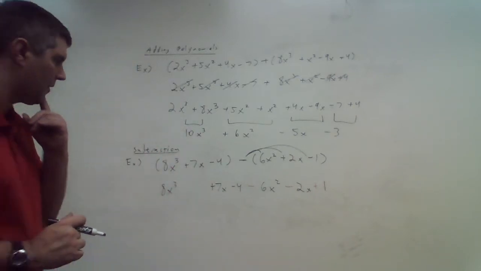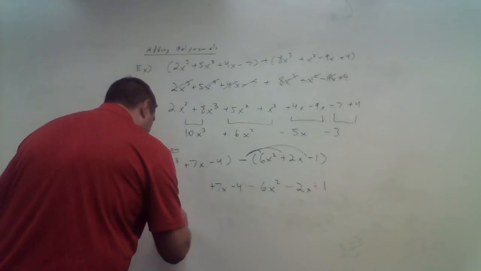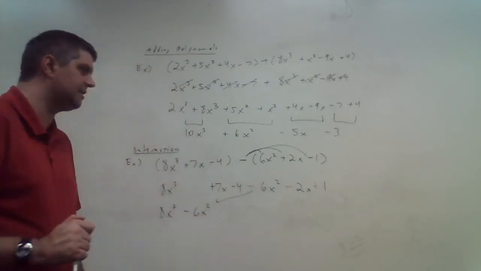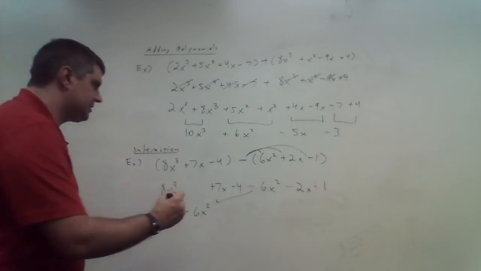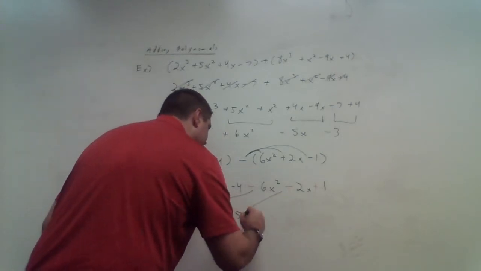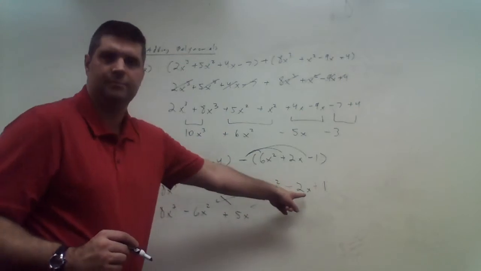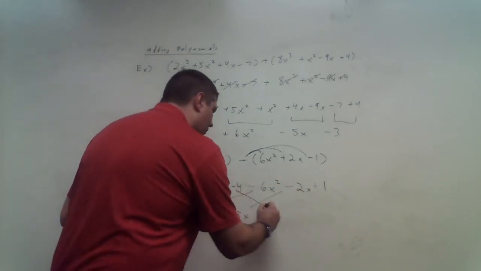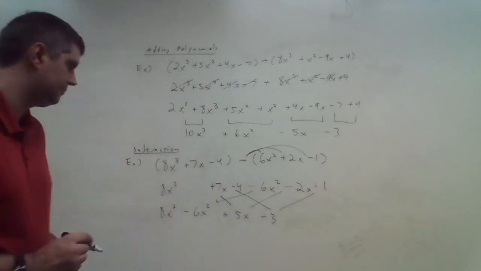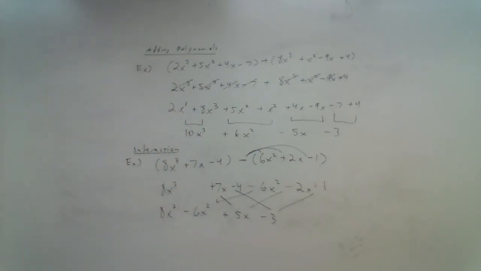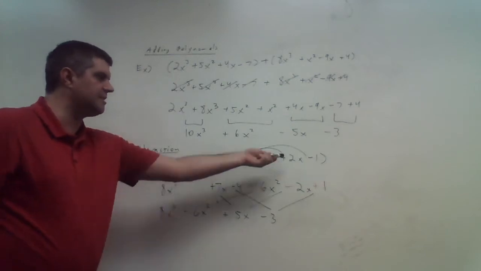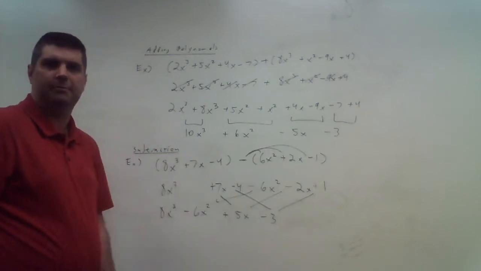So, you'll have 8x cubed, and then the minus 6x squared, because we like to write these in descending order. 7x's take away 2x's is 5x's. And then a loss of 4, gain 1 is a loss of 3. Okay? So that's how subtraction works. Change the signs of the second polynomial and combine.